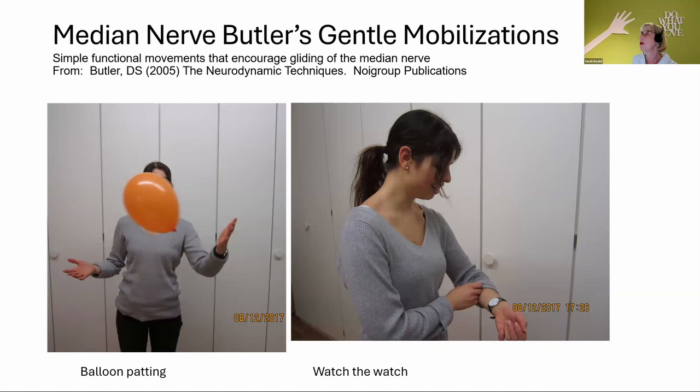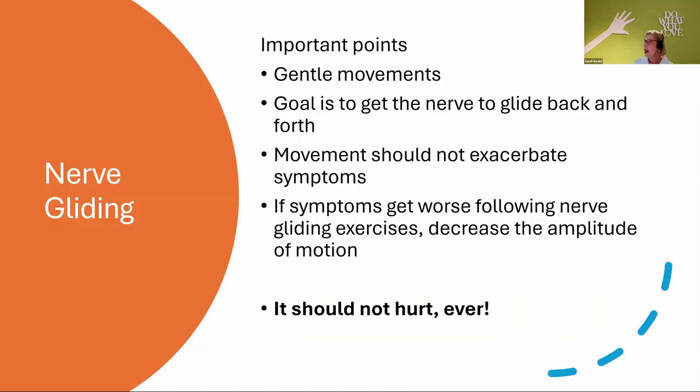Or going from the position where your hand is down at your side and you come up to look at your wrist, as in this other example. That's also actually a nerve glide. Okay. Important here, gentle movements. The goal is to get the nerve to glide back and forth. It should not hurt. And I think one of the trickiest parts about this is people will do them and they'll say, well, I don't feel anything. Well, you're not supposed to feel anything. When you don't feel anything, you're doing the right thing. You don't really want to irritate that nerve. Okay?